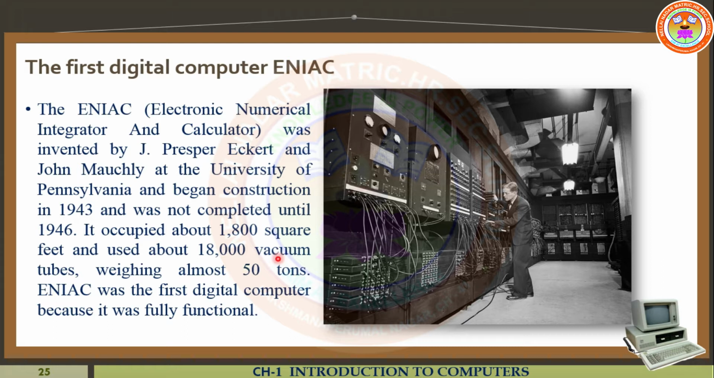In the first generation of computers, we already discussed which main components were used: vacuum tubes alone, right? So this is the first digital computer, in the years 1943 to 1946. In that period, the main component is what? Vacuum tubes. And this machine's weight is almost 50 tons. That is the weight of this particular digital computer. ENIAC was the first digital computer because it was fully functional. Fully functional means this was a successful version of the digital computer in the period of 1943 to 1946.